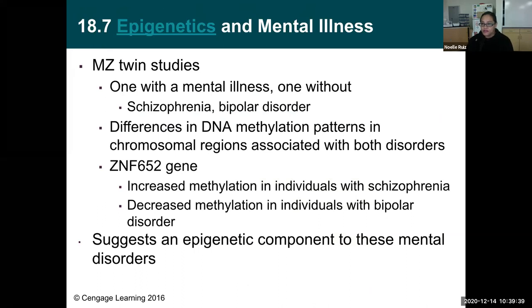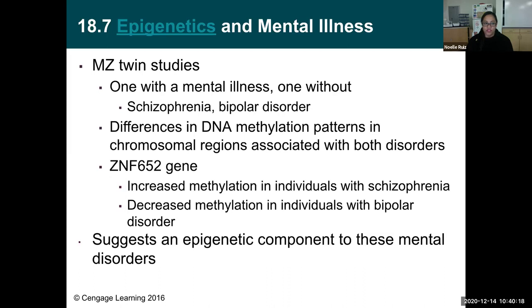Epigenetics and mental illness. We've gone over epigenetics several times, and I put a link at the top if you need to review epigenetics. In monozygotic or identical twin studies, they've done studies where one twin has a mental illness and the other one does not. They've done studies for schizophrenia and bipolar disorder. I actually have cousins that are fraternal twins. One of them has bipolar disorder, one of them does not. They study the differences in DNA methylation patterns and chromosomal regions associated with both disorders.